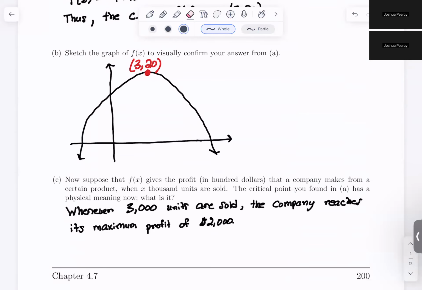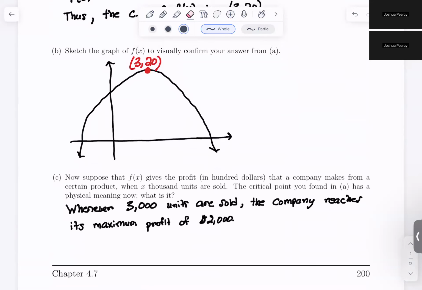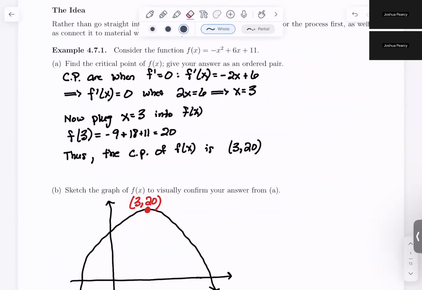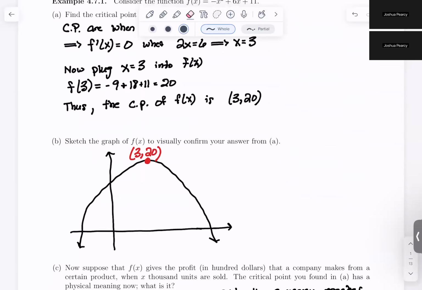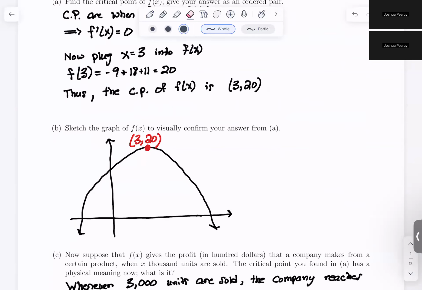Now the next step was to visualize this. We want to sketch the graph of f of x to visually confirm your answer. I just give a rough sketch. I didn't copy and paste a graph in Desmos like I should have, but it gives you the same idea: here the maximum is at (3, 20). That's where the critical point occurs, right? That's where the first derivative is equal to 0, at a local max or a local min.